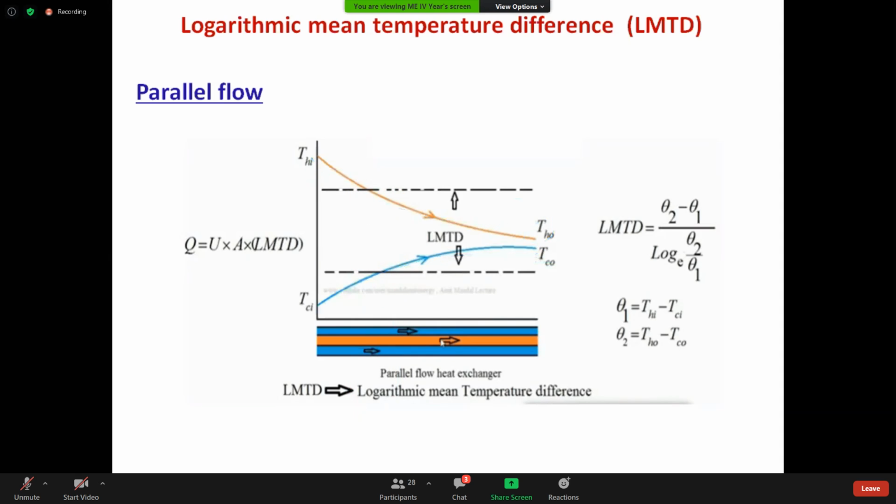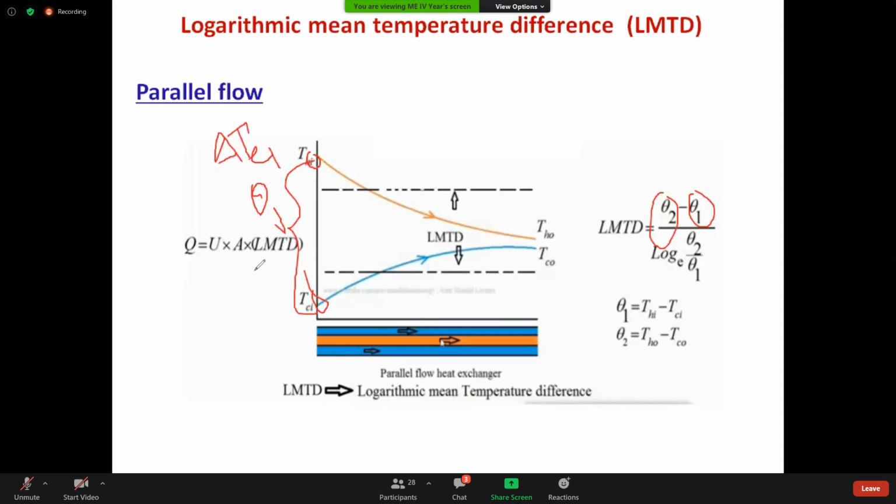Right. Now, the very important thing is theta 2 and theta 1. These are the inlet temperature differences of the cold fluid and the hot fluid. This is called theta 1. Or in some textbooks and data books, it will be given as delta T1, delta T2 like that.